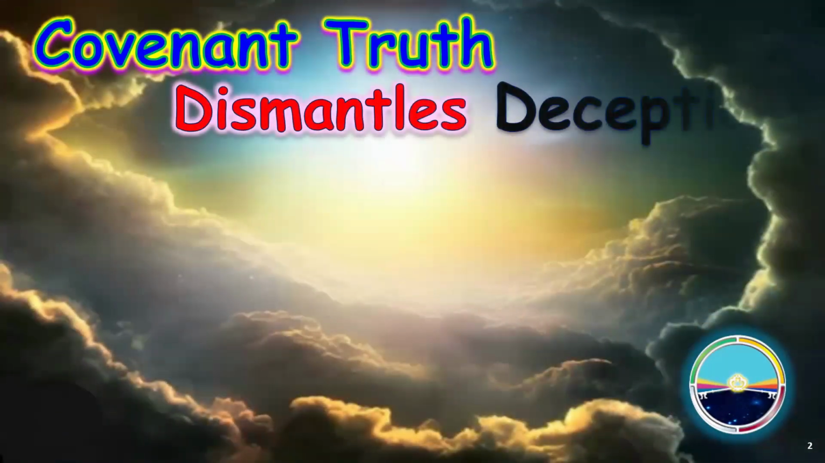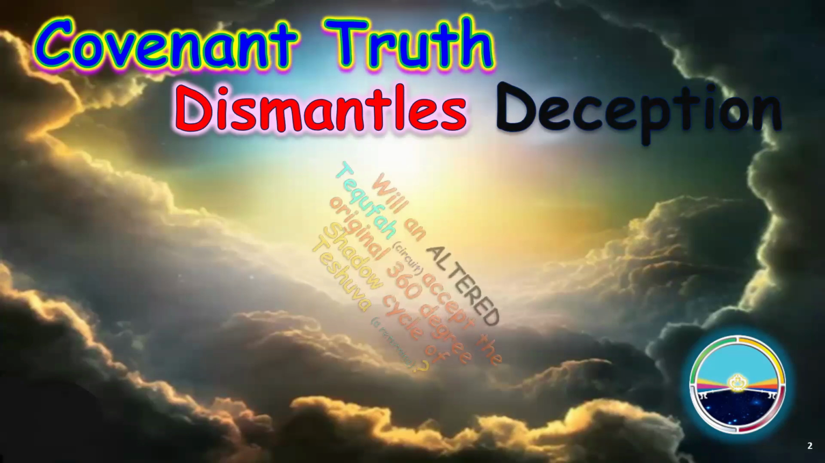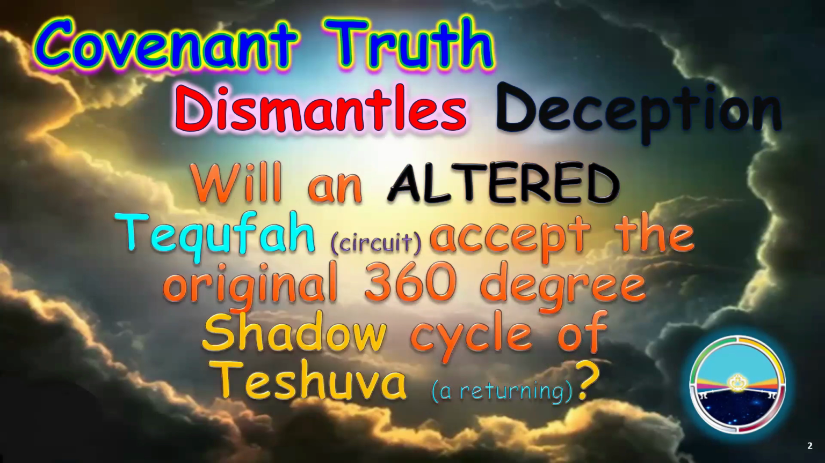Covenant truth. When you have covenant truth, it dismantles deception step by step. It just dismantles it. It's that sure. And a question I have, will an altered Tekufa circuit accept the original 360-degree shadow cycle of Teshuva, the returning? Or will that alteration cause a problem? That's the question.